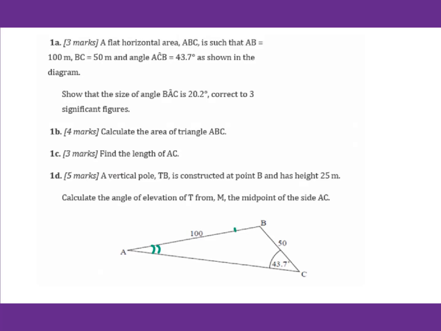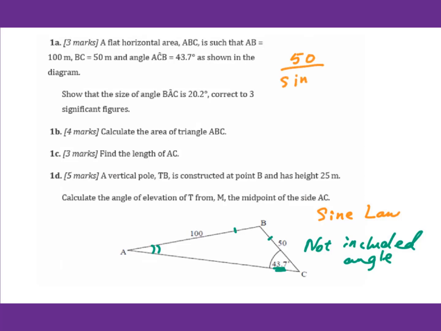What's given? We are given two sides and also this angle. Since this angle is not the included angle, therefore, we don't use cosine law. We have to use sine law. Therefore, when we use sine law, we will get BC, that's 50 over sine BAC equals 100 over sine 43.7 degrees.